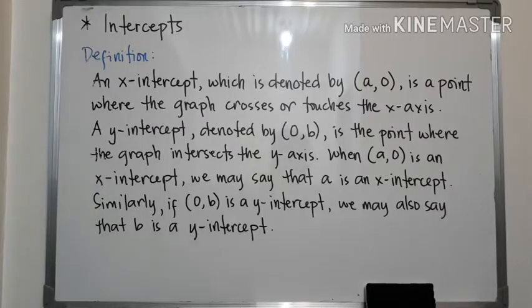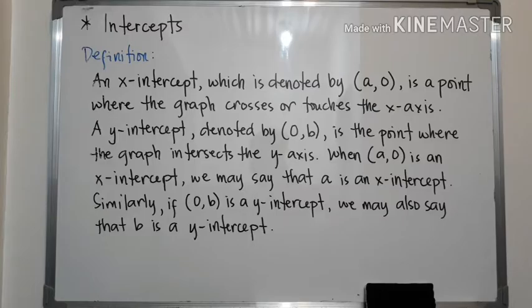Let's have intercepts. The definition: an x-intercept, which is denoted by the rectangular coordinate (a, 0), is a point where the graph crosses or touches the x-axis. A y-intercept, denoted by the rectangular coordinate (0, b), is the point where the graph intersects the y-axis.